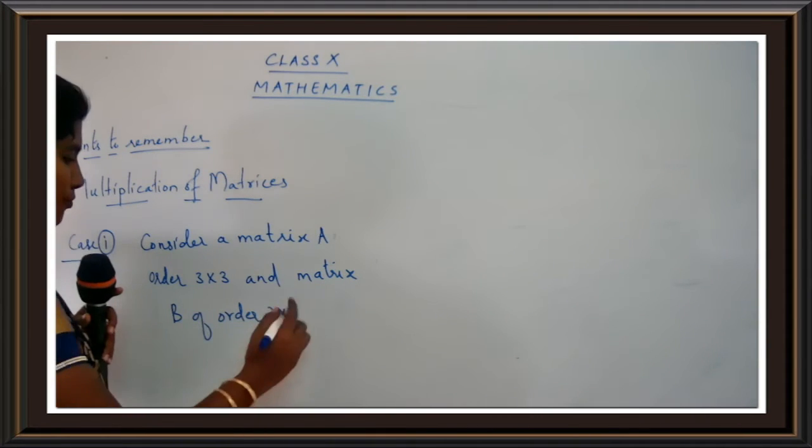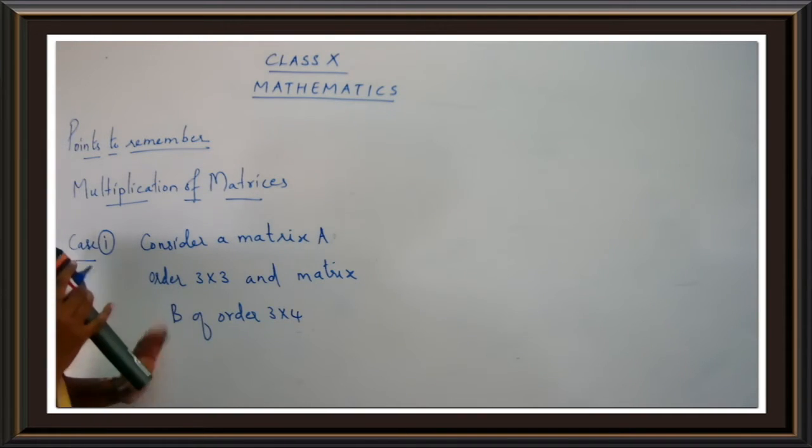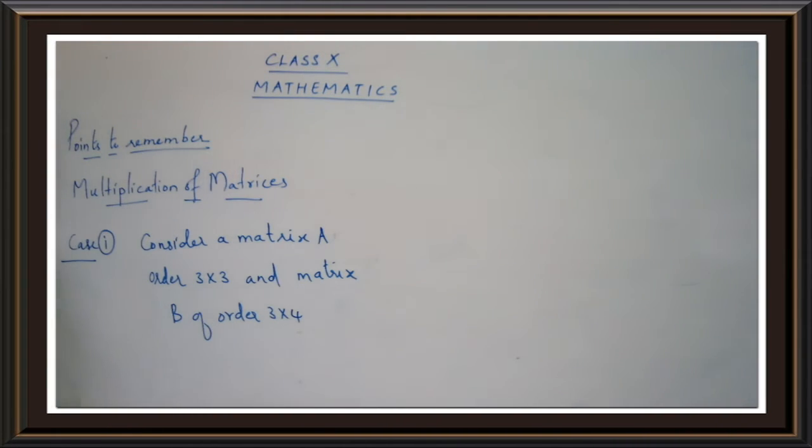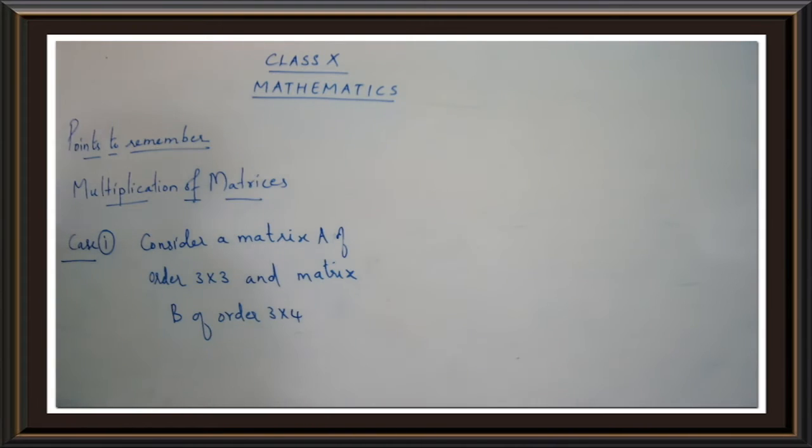I'll just change your case 2, otherwise you will be having a small confusion. Okay, so just take two matrices. Write down the statement children. Consider a matrix A of order 3 cross 3 and matrix B of order 3 cross 4.